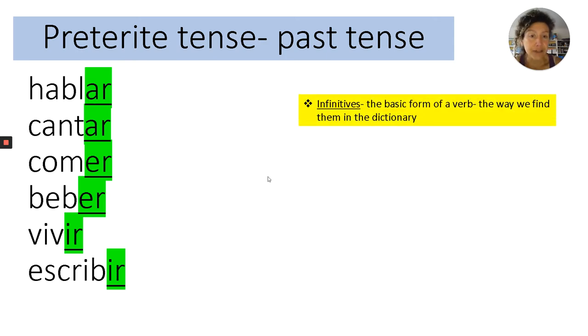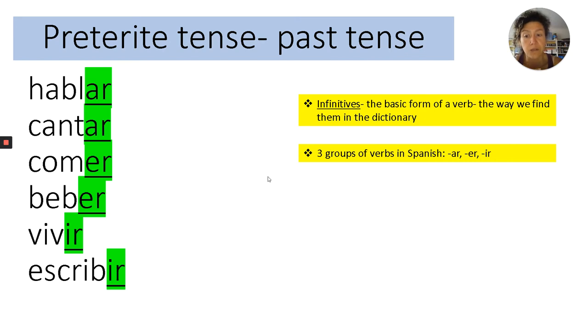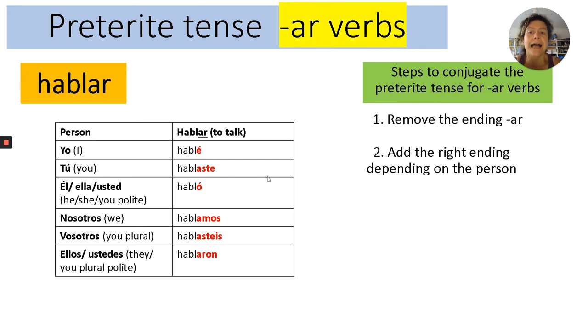So in Spanish, we have three groups of verbs: the AR verbs, ER verbs, and IR verbs. Okay? And that is very important when we're learning to conjugate any tense. So remember, AR verbs, ER verbs, and IR verbs. We saw it before with the present, and we're going to see it again with the preterite. Okay? So let's start and see how we conjugate.